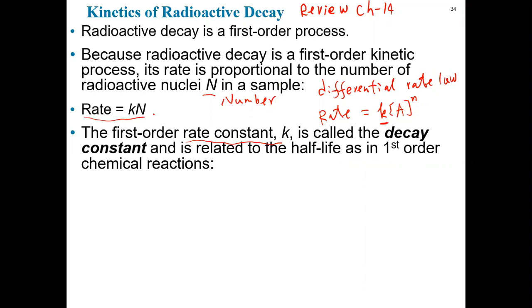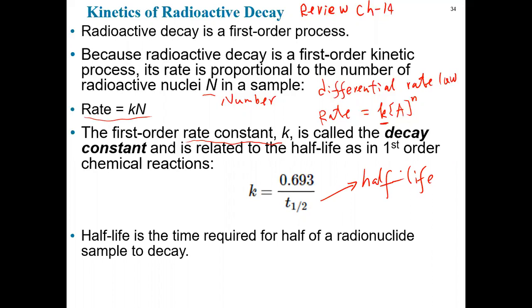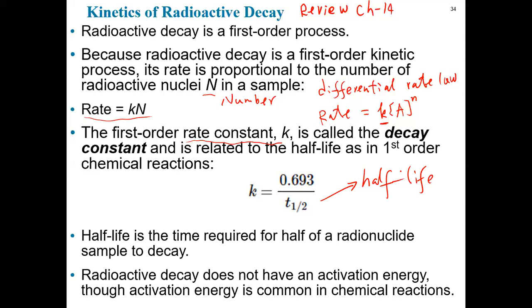Then we can calculate this rate constant k by using the half life. We know the definition of half life is the time required for half of a nuclide sample to decay. I will show you one graph later to visually review what half life is. For here we just say if we have half life, we can calculate k, and vice versa. If we have k, we can calculate the half life.